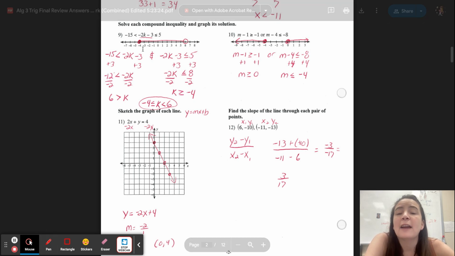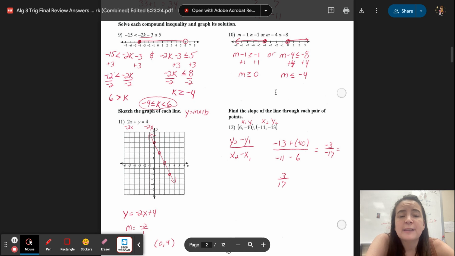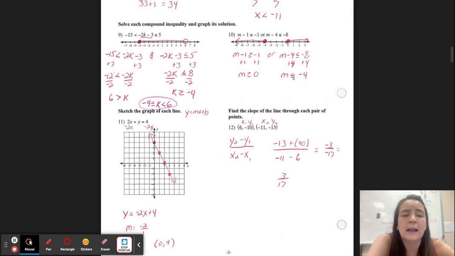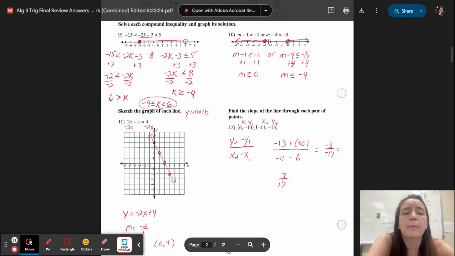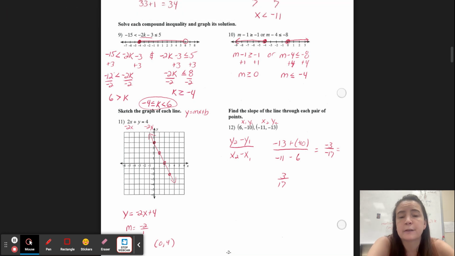So yeah, I graphed them in the middle. For number 10, I have a compound inequality. It's or. So those are easy. They're separated already. So we just kind of solve them independently. This one I added 1. This one I added 4. I have m is greater than or equal to 0, and m is less than or equal to negative 4. Both of these are closed circles. With or problems, it goes out to the sides. Always, I kind of remember that it looks like rowing oars.